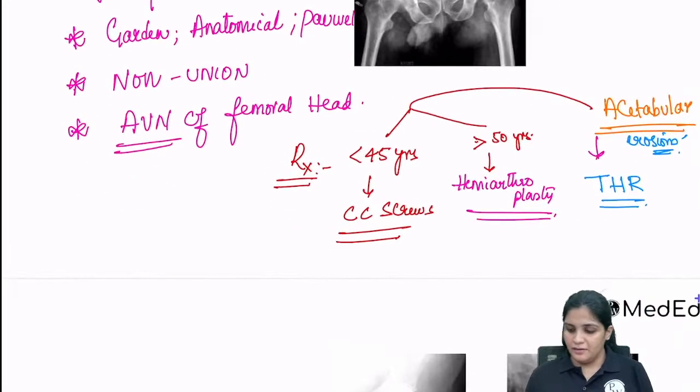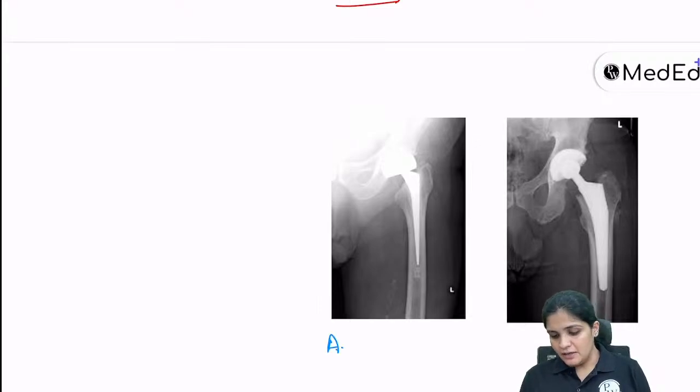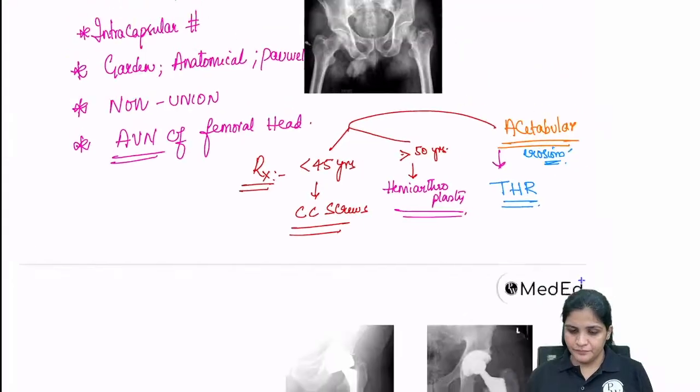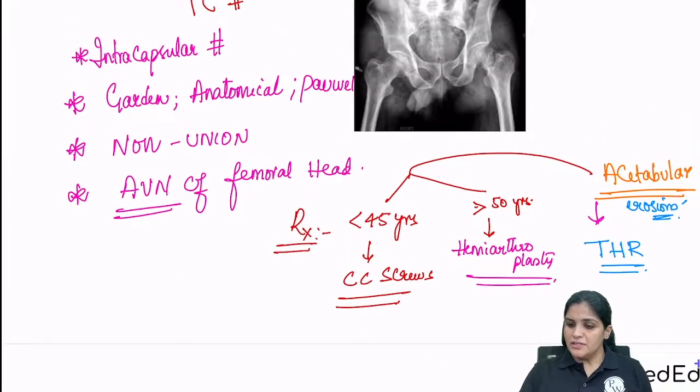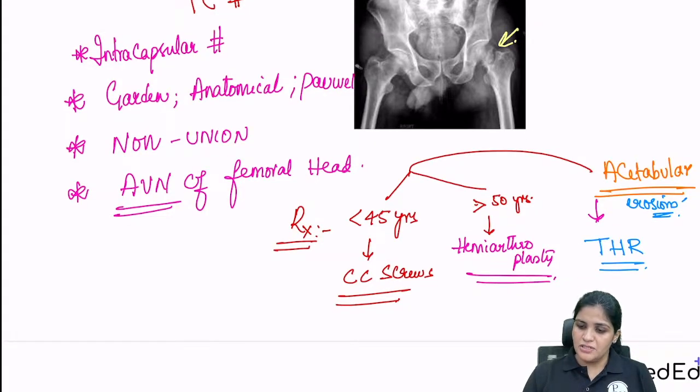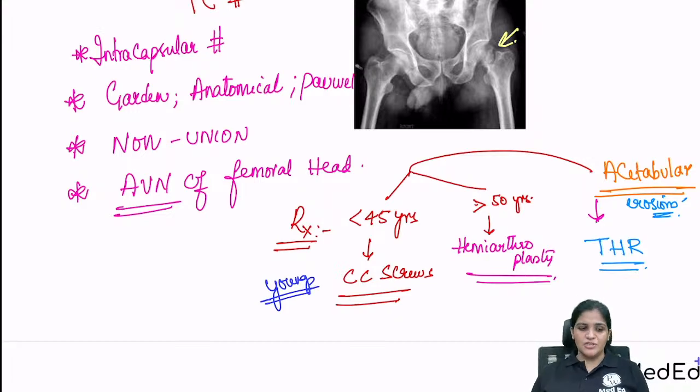Yes, very good. So what is this? What is A? What is B? So this is the fracture. This is the IC fracture, and that is your IT fracture. For IC fracture, you have three options: CC screws, hemiarthroplasty, and THR. CC screws is mainly for the young individuals, and this is also called osteosynthesis, which is achieved by your CC screw. So three screws we place.